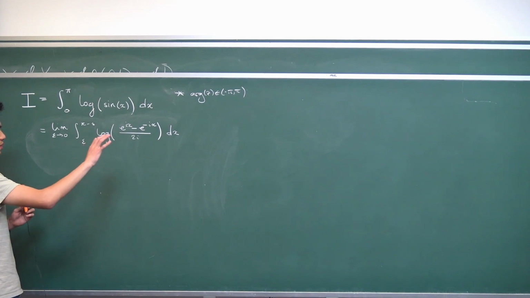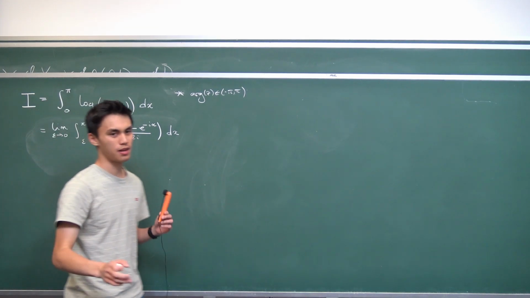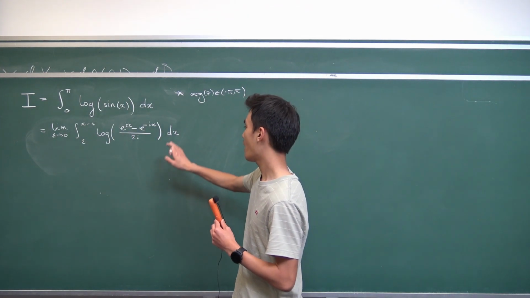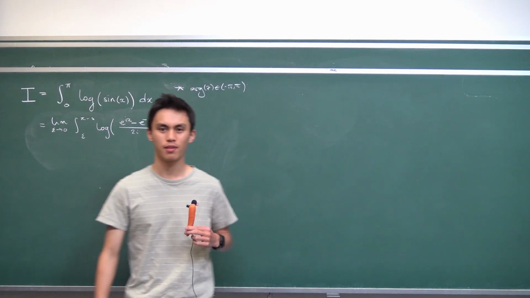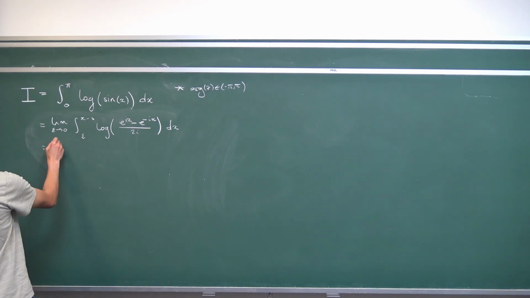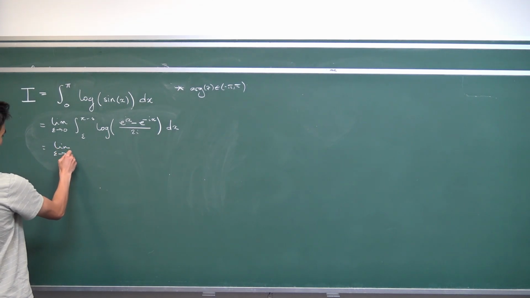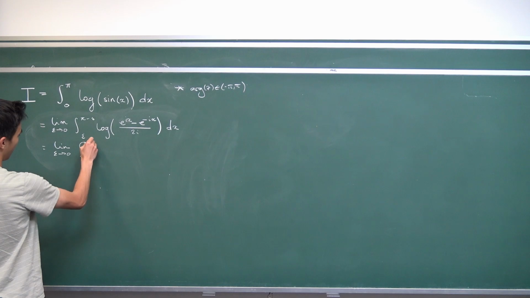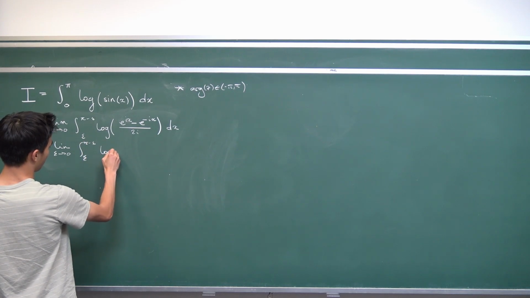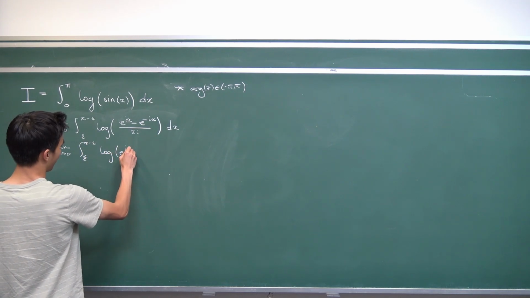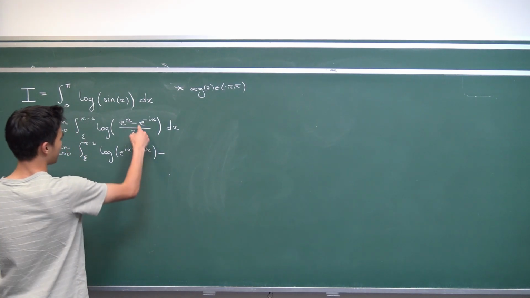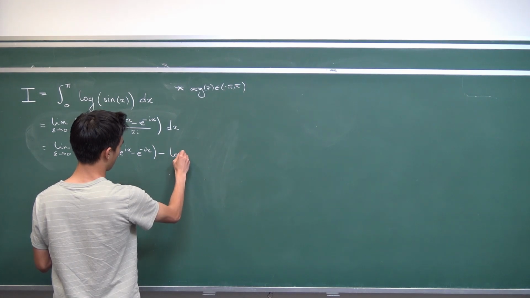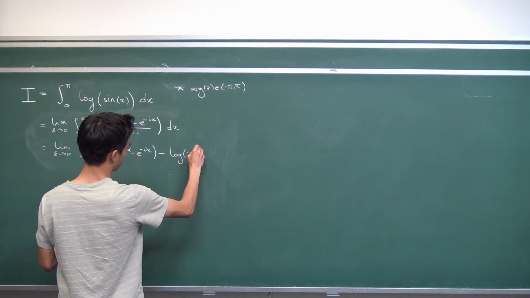Okay, so from here, I'm going to start breaking up the logarithm a little bit because there's a lot of stuff going on in there. I think I'm going to use the quotient rule or something for the logarithm. So let's do that. This is going to be the limit as epsilon approaches 0 of the integral from epsilon to pi minus epsilon. We have the logarithm of e to the ix minus e to the minus ix, and then minus the thing in the denominator, so that's going to be the logarithm of exactly 2i.